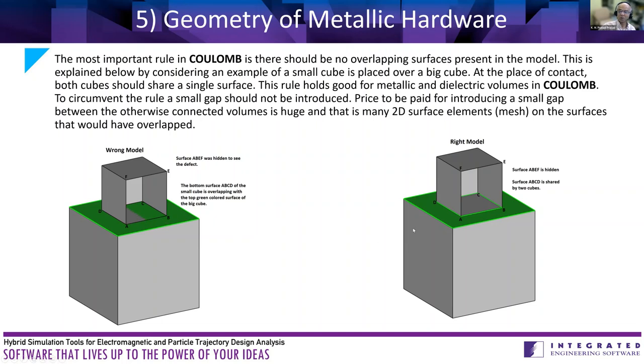That should not happen. Now see here, this is a wrong model; the right model is this. Now the top surface of the big cube is not a single surface. It is two surfaces: the green color and also the gray color here. These two surfaces put together form the top surface of the cube. Then this is the correct model. This kind of care you have to take between every two volumes. This is a very tough task and a very important task. This is the only rule you have to follow in the Coulomb program.